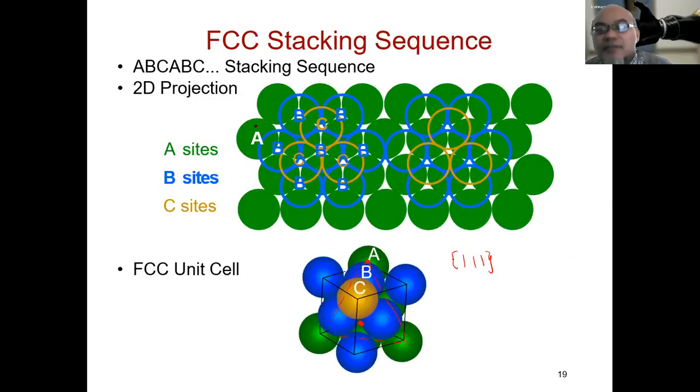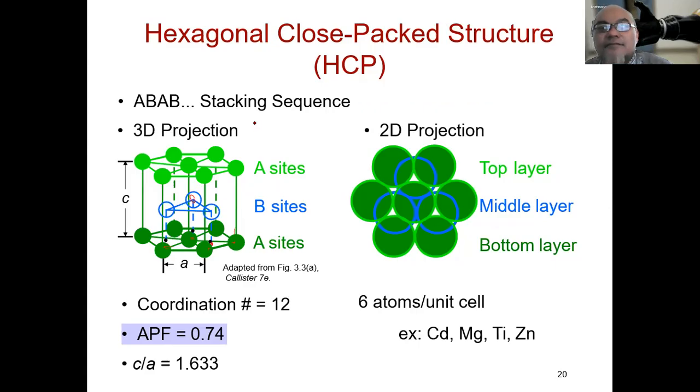We're using the ABC stacking sequence. In hexagonal close-packed structure, it is also having a coordination number of 12. The APF is also the same. So HCP has the same atomic packing factor as FCC, 0.74. Only they have different crystal structures.